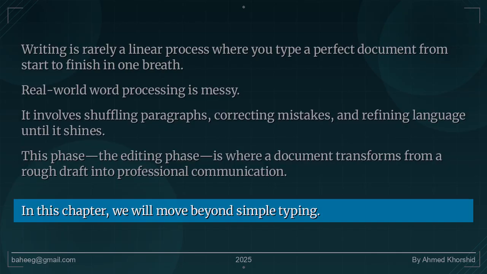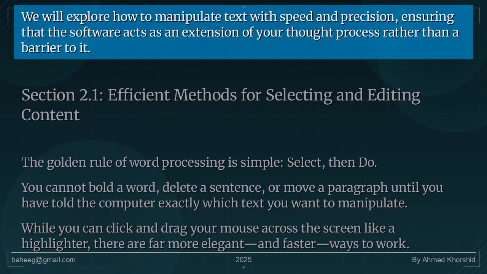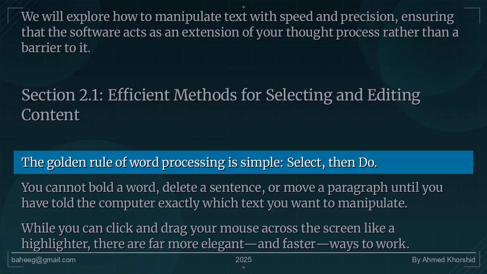In this chapter, we will move beyond simple typing. We will explore how to manipulate text with speed and precision, ensuring that the software acts as an extension of your thought process rather than a barrier to it. Section 2.1, Efficient Methods for Selecting and Editing Content. The golden rule of word processing is simple: select, then do.